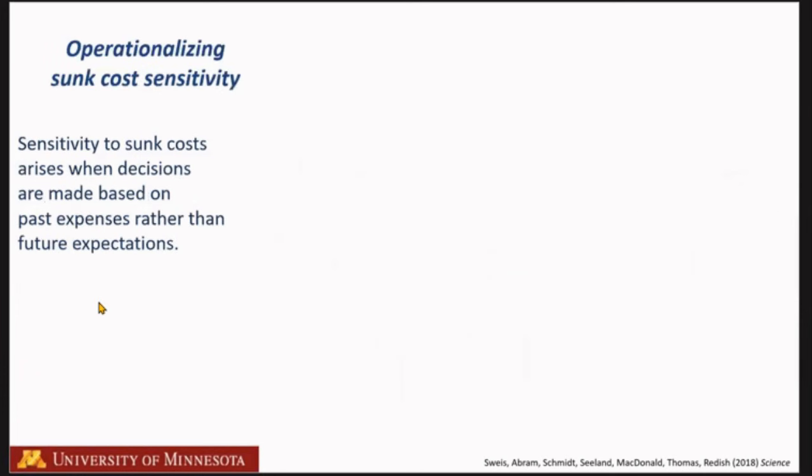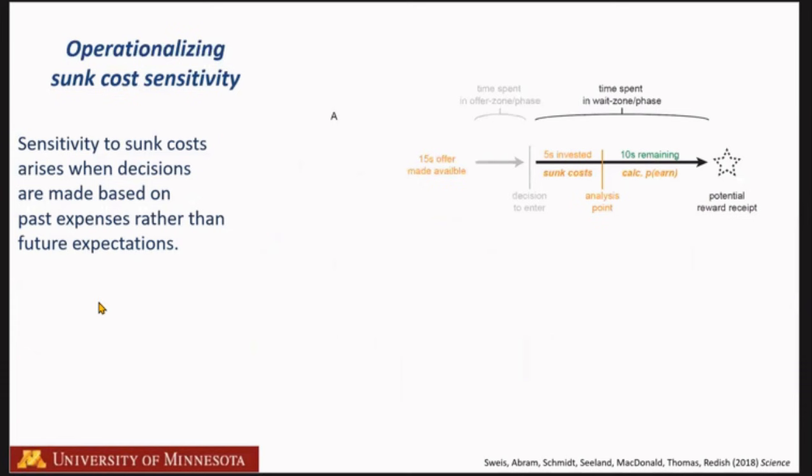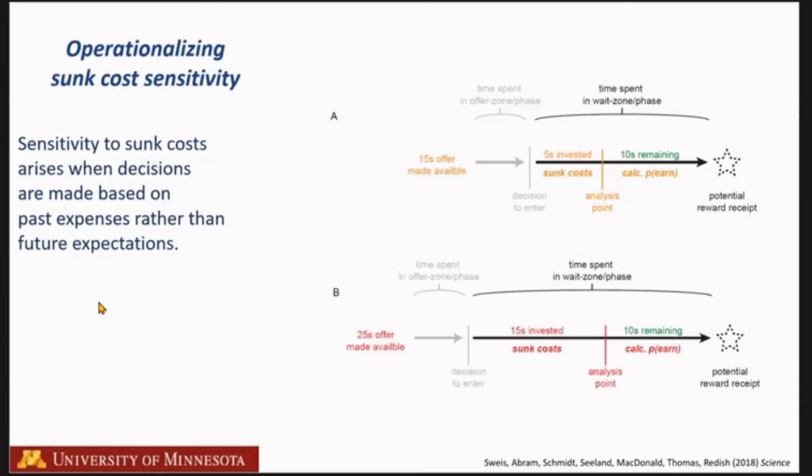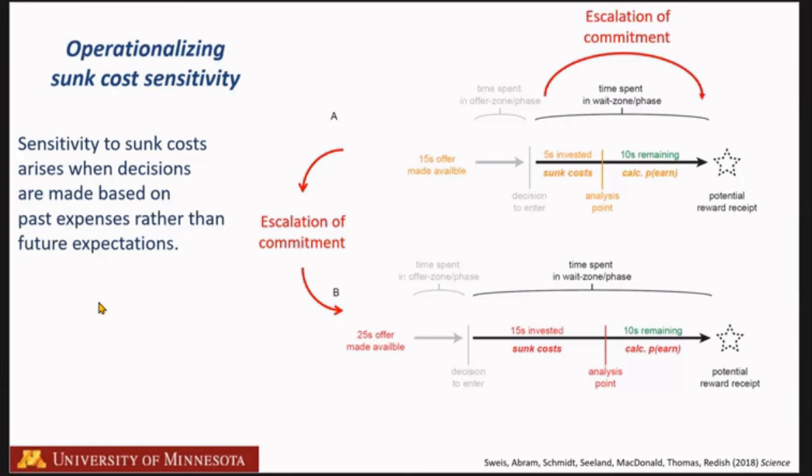So the way we operationalize sunk cost in this is we're going to take a moment where a subject takes a certain deal, and then somewhere in that waiting time, we're going to ask, what's the probability that they finish out the wait? So imagine that at this analysis point, there's been 5 seconds invested and there's 10 seconds to go. Are they going to wait out that 10 seconds? We're going to compare that to taking a different deal where they have a longer time invested, but the future is identical. Notice, in these cases, the future is completely identical. The only thing that's different is the past. And what we're going to look for is an escalation of commitment between these two conditions. We also see an escalation of commitment as you get closer to the reward, but sunk costs can give you that, and other things can give you that as well.